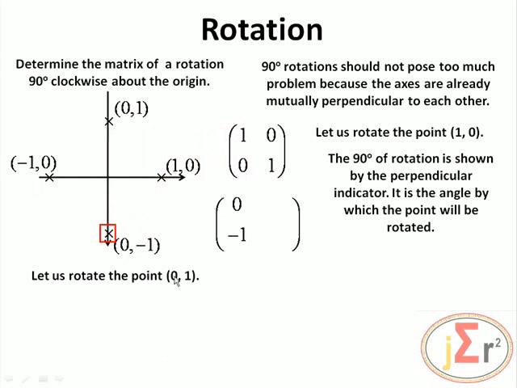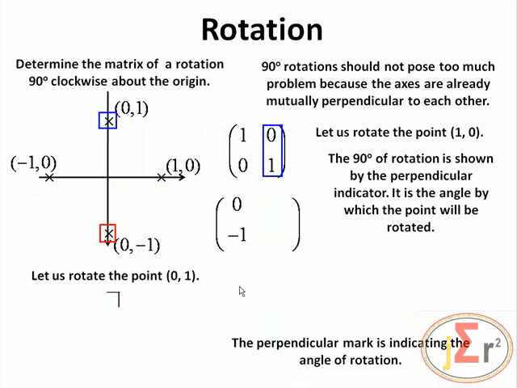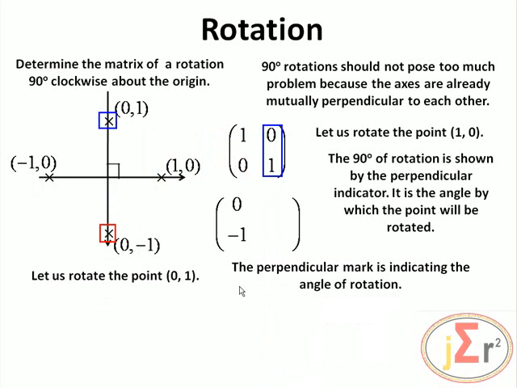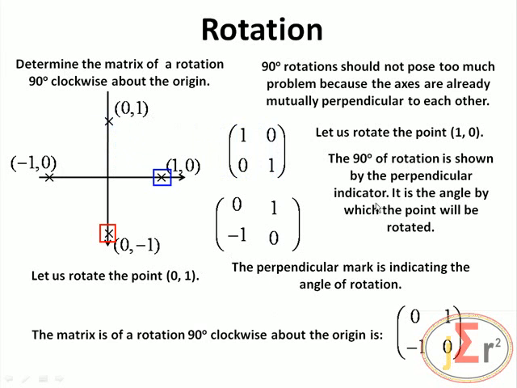So let us rotate the point 0, 1. That's our point 0, 1. And the perpendicular mark is indicating the angle of rotation. So this is the angle this way. Right there. And of course the image of 0, 1 is 1, 0. The matrix of a rotation 90 degrees clockwise about the origin is 0, 1, negative 1, 0.